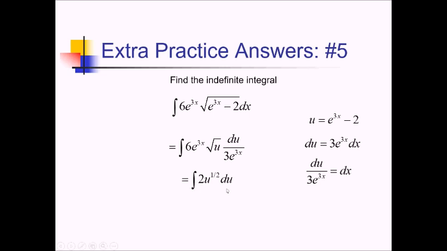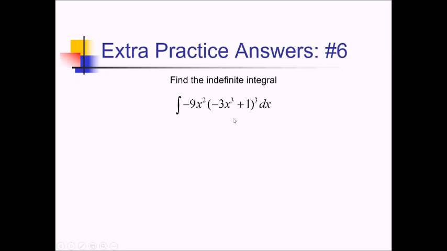So we have 2u to the 1/2 power times du. That's our new integrand. Now I can just use my reverse power rule. This bumps up to an exponent of 3/2, which means we're multiplying by 2/3. This is going to be 4/3 u to the 3/2 plus c. And then if I just substitute e to the 3x minus 2 back in for u, like so, we end up with our final answer.